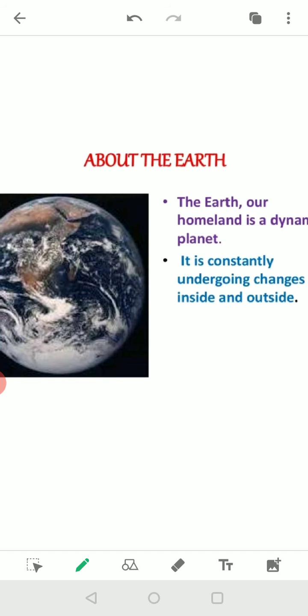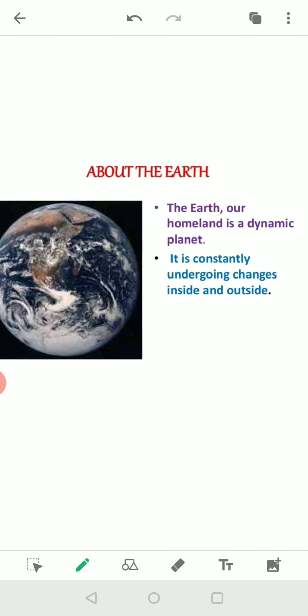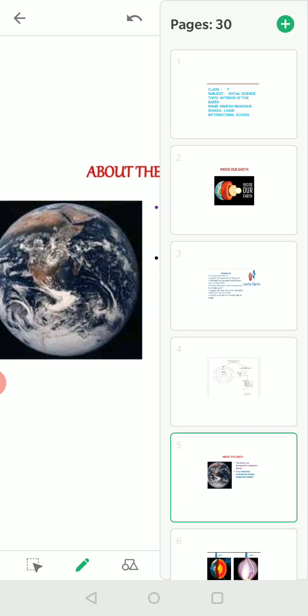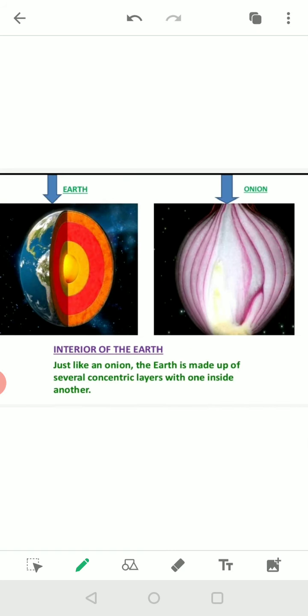Now about the earth. The earth, our homeland, is a dynamic planet. It is constantly undergoing changes inside and even outside. Now see, this earth can be compared to an onion as per the layers of the earth. When we talk about the interior of the earth, just like an onion, the earth is also made up of several concentric layers, one inside another.